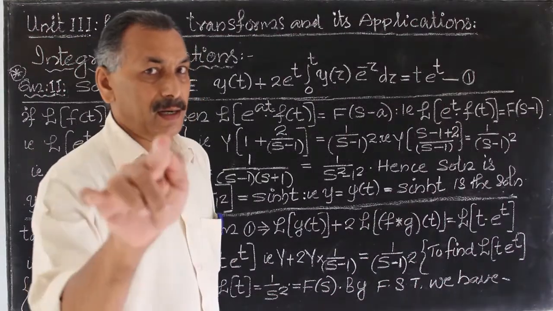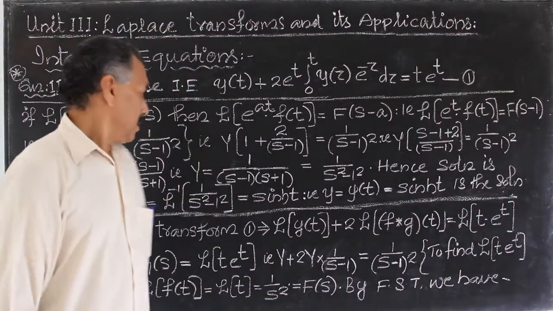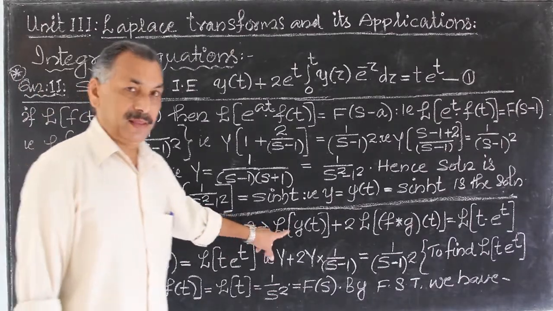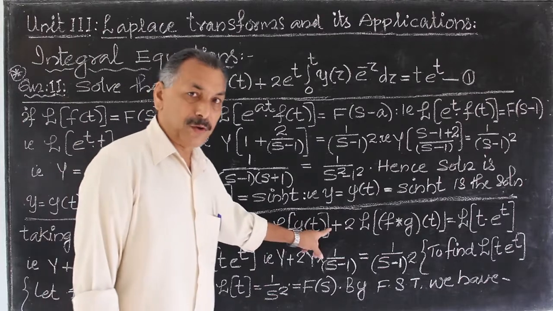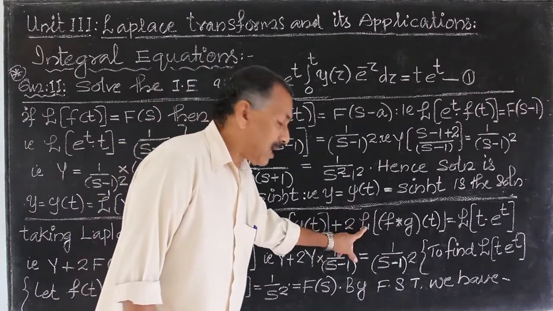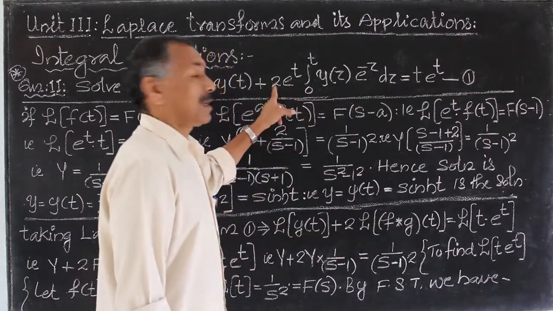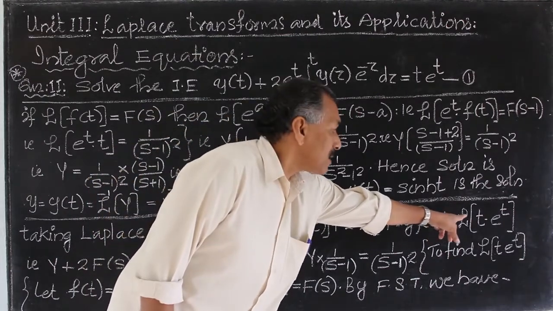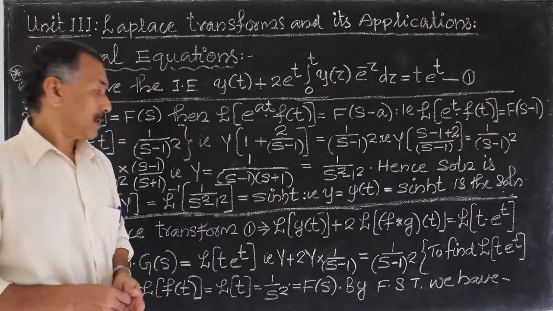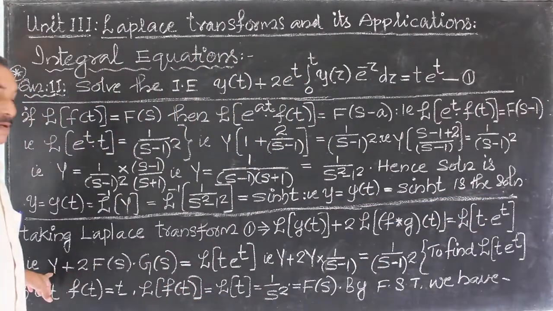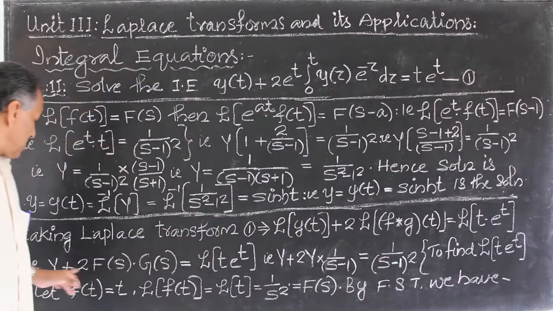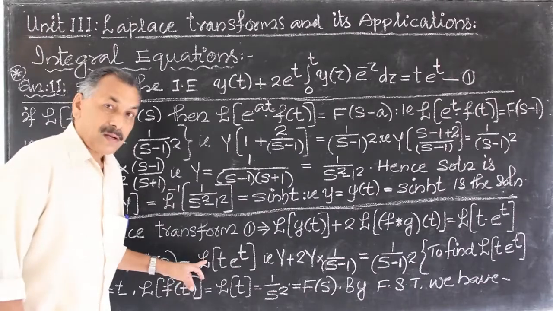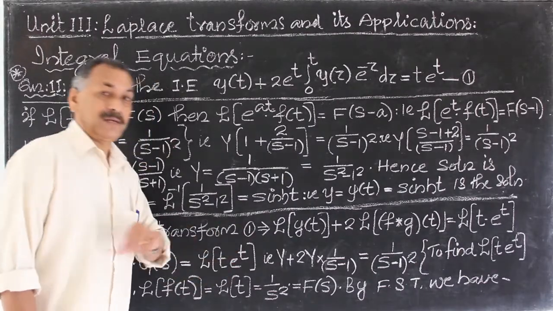പക്ഷേ നേരത്തെ നിങ്ങൾ എഴുതിയപ്പോൾ, സേവ് ചെയ്തപ്പോഴേ, taking Laplace transform നമ്മൾ എഴുതിയതാണ്. Laplace transform of y plus 2 into Laplace transform of f star g, ഇവിടെ 2 ഉണ്ട്. 2 into Laplace transform of f star g is equal to Laplace transform of t e raised to t. That is, Laplace transform of y is equal to capital Y plus 2 into f of s into g of s is equal to Laplace transform of t e raised to t.